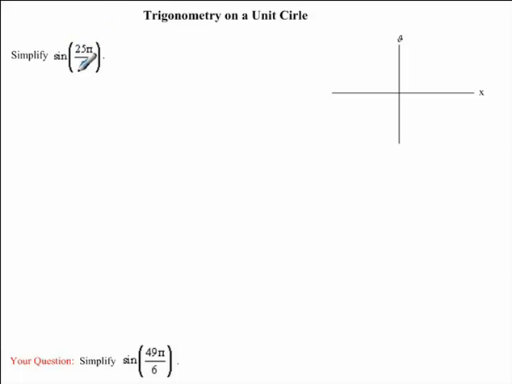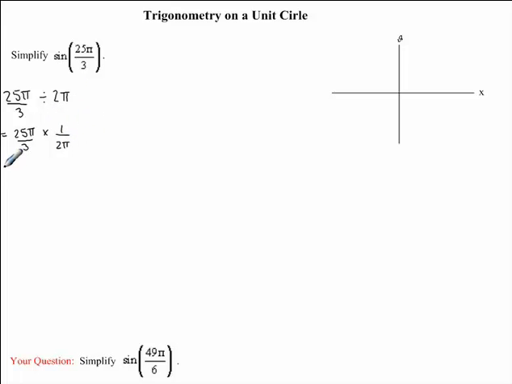So what we're going to do is take our angle, 25 pi over 3, and divide this by 2 pi. This will tell us how many times it's going to rotate fully. Because we're dividing by fractions, we're going to have 25 pi over 3. We're going to change this to multiplication, and take the reciprocal of 2 pi, which will be 1 over 2 pi.